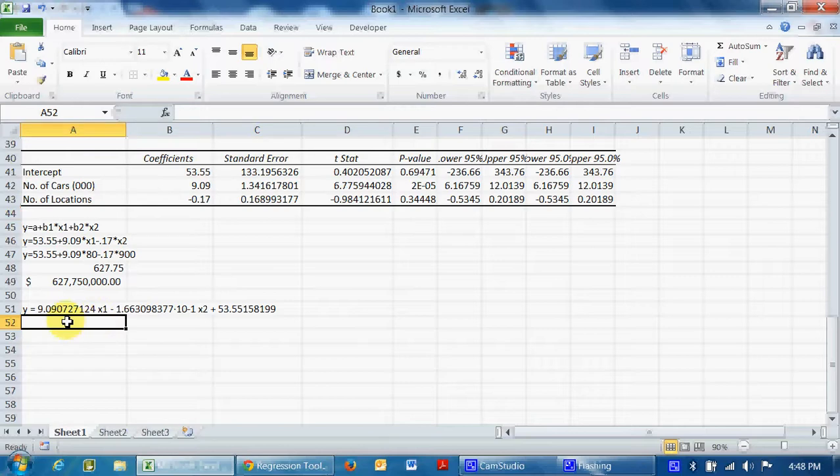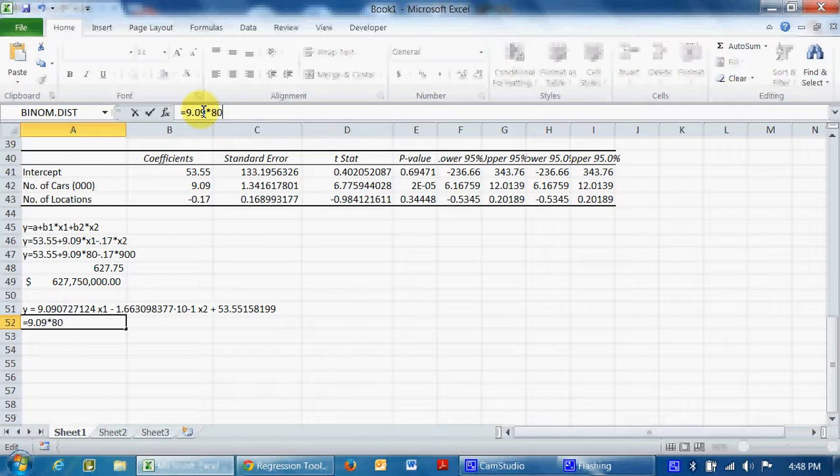So at this point, we have this equation, and so we're going to go ahead and use the equation that the website gave us and enter in our variables, 980 and solve. So we're going to go equals 9.09. I'm not going to enter the, I'm just going to do the rounding myself. Times x1, and what is x1? We already know that that's 80. Minus 1, I'm sorry. We could go 1.66 times 10 to the negative 1.